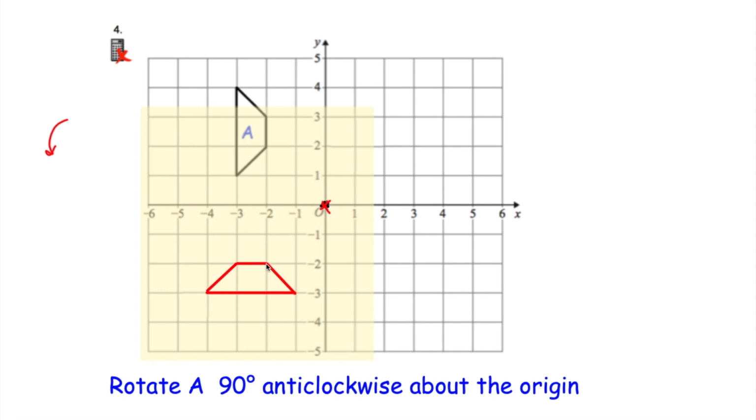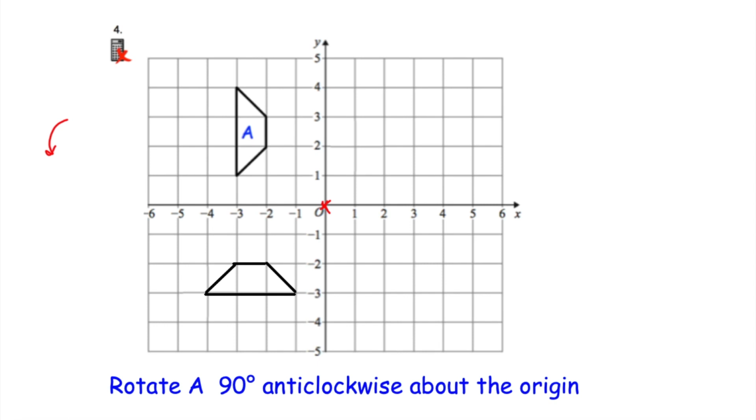Now we're going to get our pencil and draw over the shape on the tracing paper so it leaves a light indentation on the page beneath. Then we'll remove our tracing paper and draw that shape, and it would look something like this. And that's it, that's the shape. So we've rotated A 90 degrees anti-clockwise about the origin, the point 0, 0.